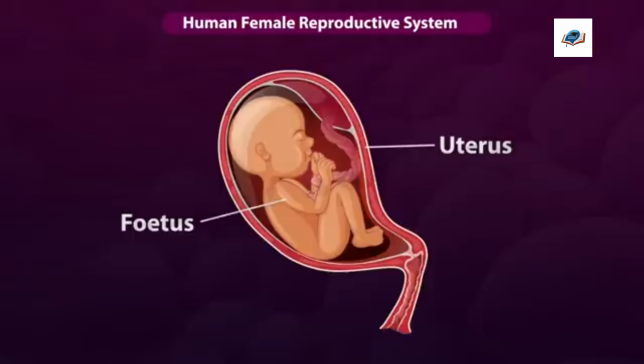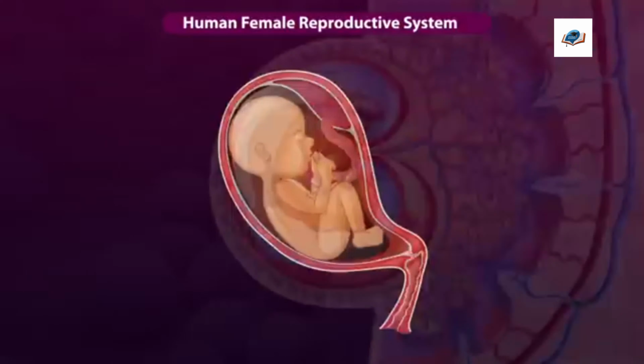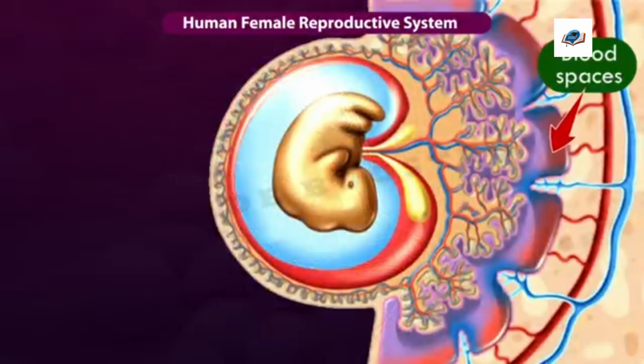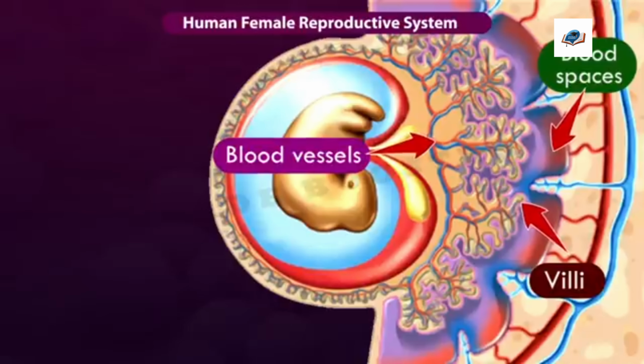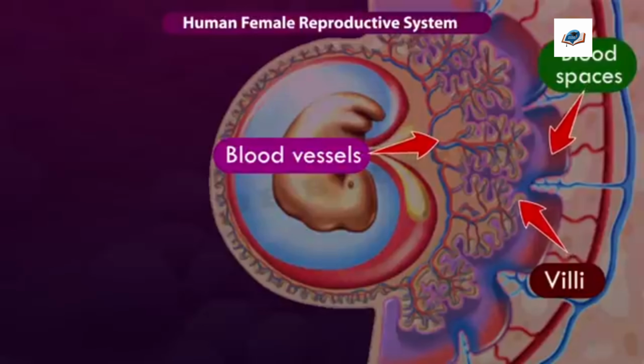The embryo gets nutrition from the mother's blood with the help of a special tissue called the placenta. This is a disc-like structure embedded in the walls of the uterus. This placenta has blood spaces on the mother's side and villi on the fetus side. This arrangement provides a large surface area for the exchange of materials between the blood of the mother and the blood of the baby. Here, the nutrients and oxygen are absorbed and wastes are released into the mother's blood.